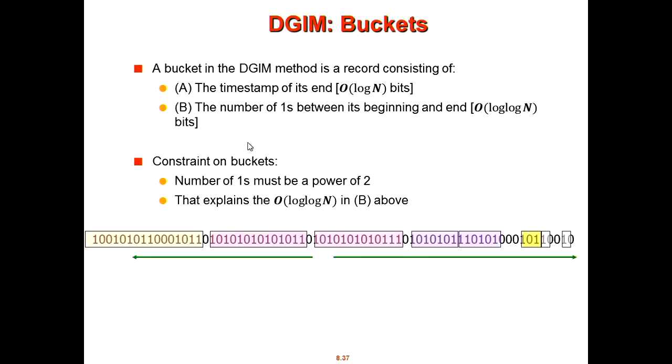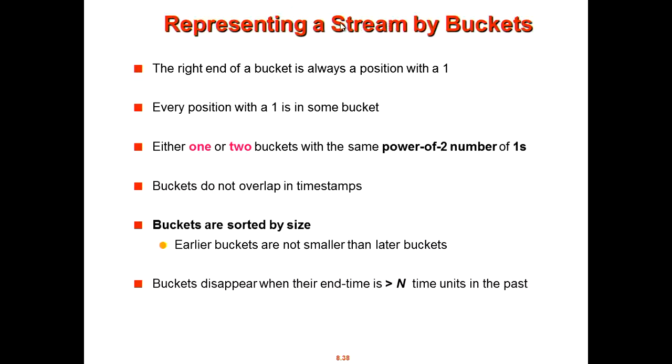And for representing the stream by buckets, we have several criteria. We must guarantee that the right end of a bucket is always a position with a 1, and every position with a 1 is in some bucket. For the same number of ones, at most 2 buckets have the same number of ones. The buckets never overlap, and buckets are sorted by size. So the earlier buckets are always no smaller than the later buckets.